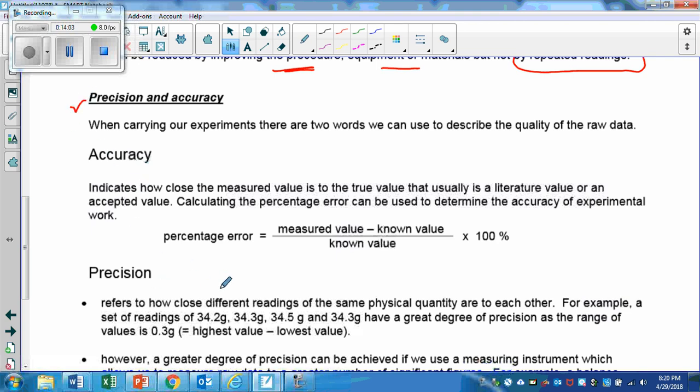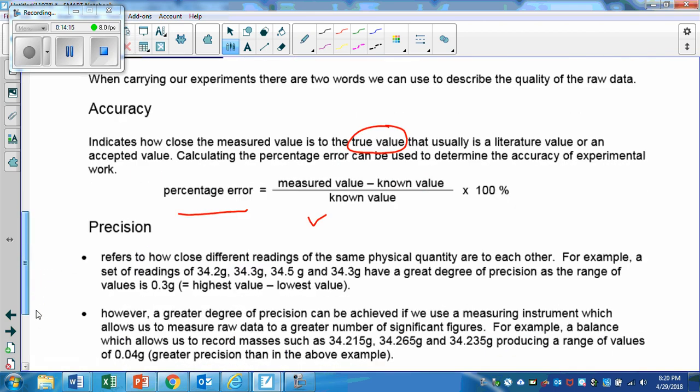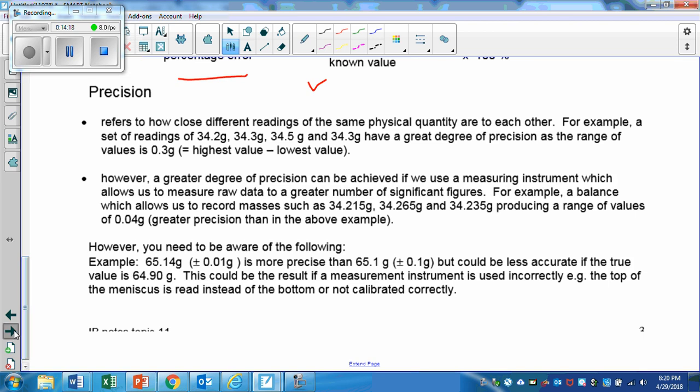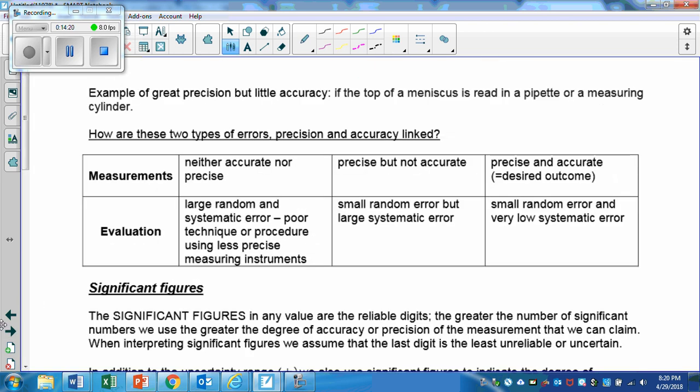Precision is how close the data points are within the set, and accuracy means how close it is to the true value. To calculate how accurate your data is, we use the percent error. So I don't think we need to go over this too much. Let's keep going.